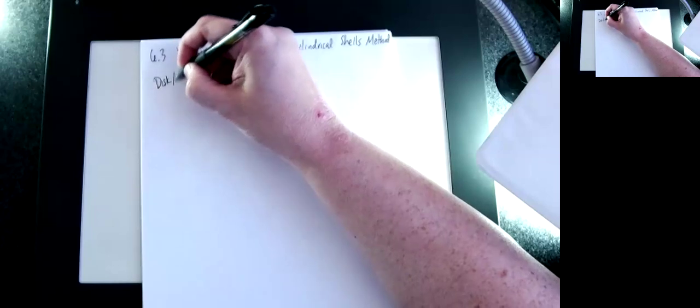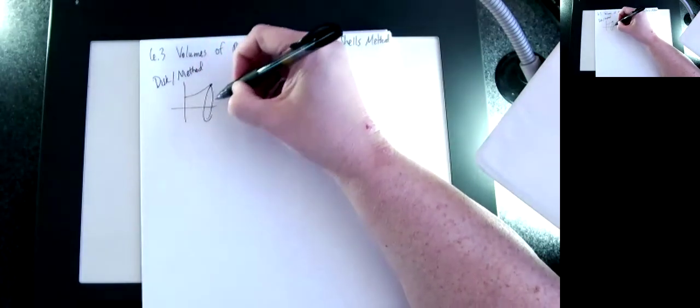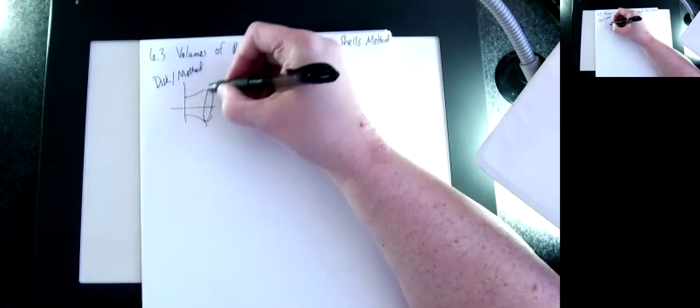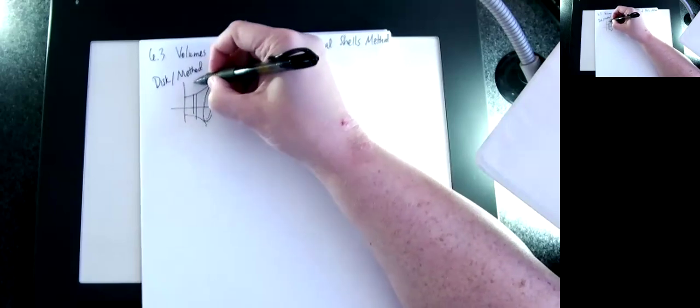Just for a quick example, without doing anything in there, the disk method. Let's say we had something like that, and this is one of the problems we did earlier. Our dx had the same letter as the axis of rotation.